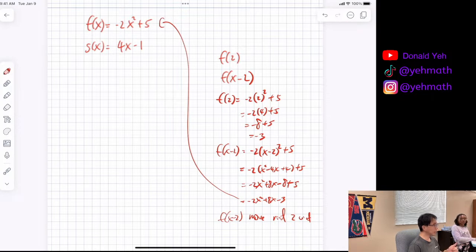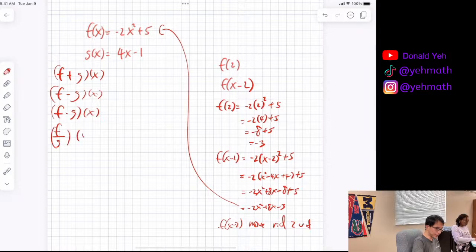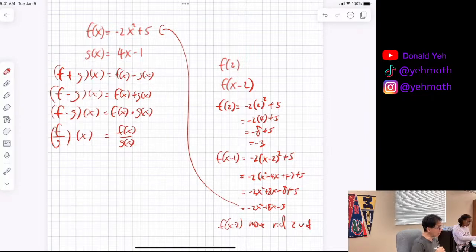Got it? Okay, I'm going to talk about function operations. There are a few different kinds. This is just a review. There's f plus g of x, f minus g of x, f times g of x, f divided by g of x. So this just means f of x minus g of x. Is that okay? And that's equal to f of x plus g of x. That's equal to f of x times g of x. And that's equal to f of x over g of x. Is that okay?